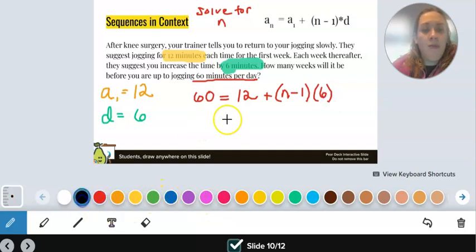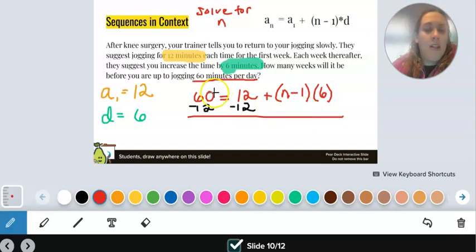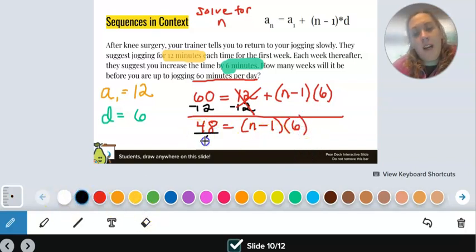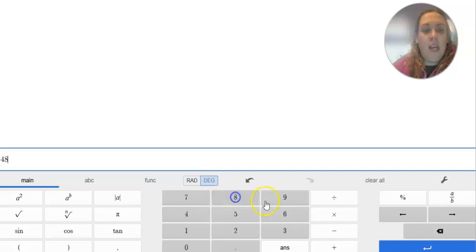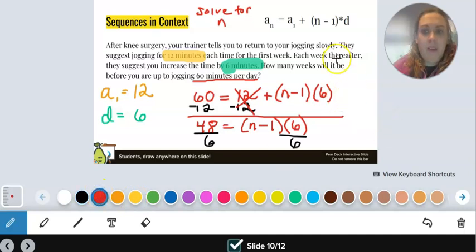So the first thing we can do to solve this is we want to subtract 12 on both sides because we're trying to get our n alone. 60 minus 12 is 48. 12 minus 12 cancels. And then we have n minus 1 times 6. So we're going to divide both sides by 6. 48 divided by 6 gets us 8. So we have 8 equals n minus 1.